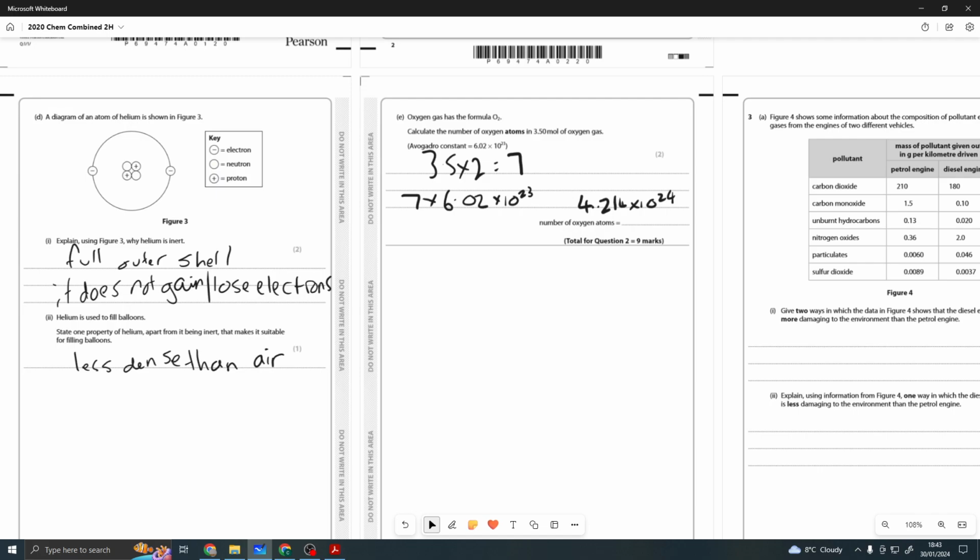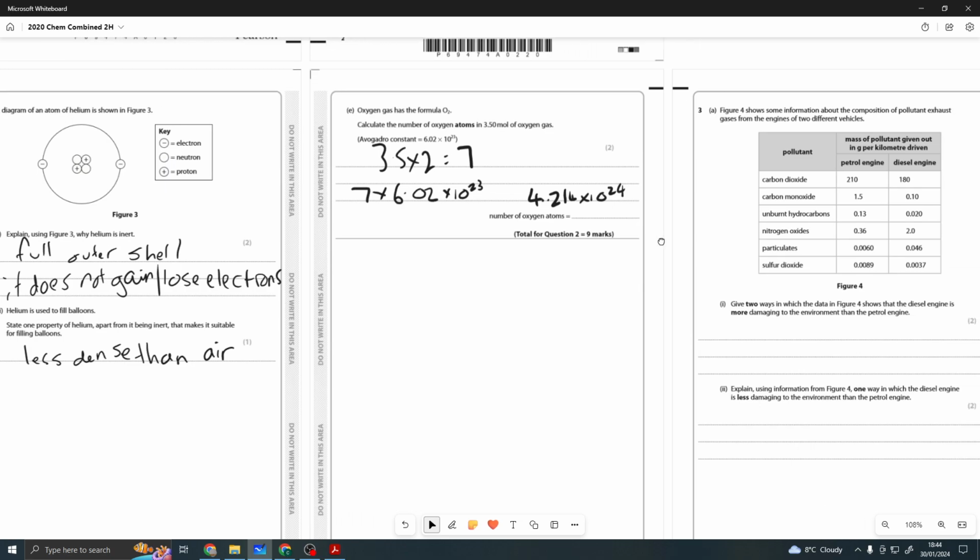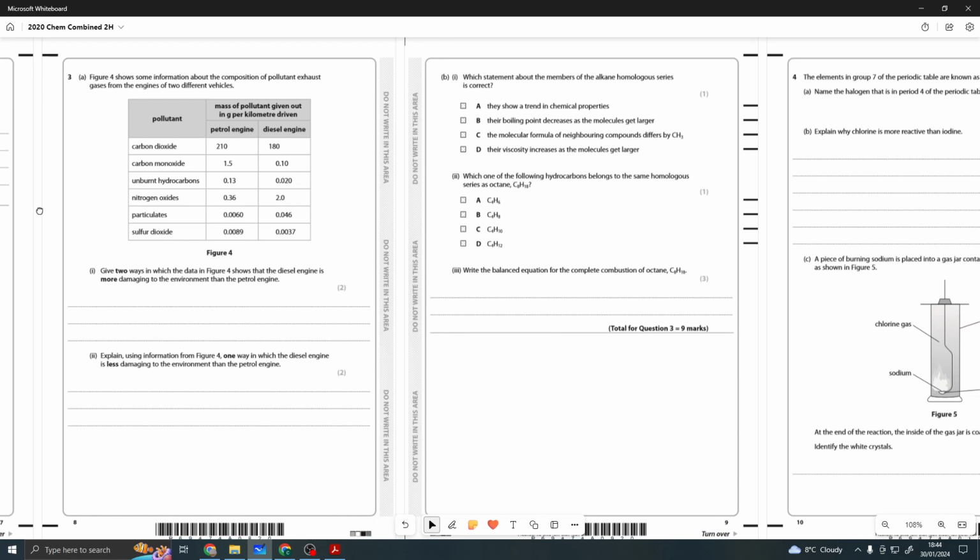So there we go. 1 mark for recognizing that it has 7, and 1 mark for timesing that 7 by 6.023 times 10 to the 23. Good. Question 2 down. Let's move on to question 3.